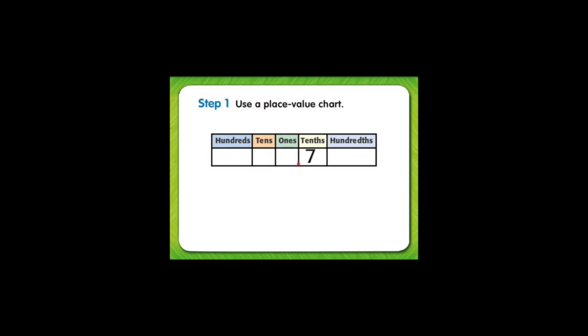Write 7 in the tenths column. Place a 0 in the ones column since 7/10 is a decimal. The place value chart shows 7/10.